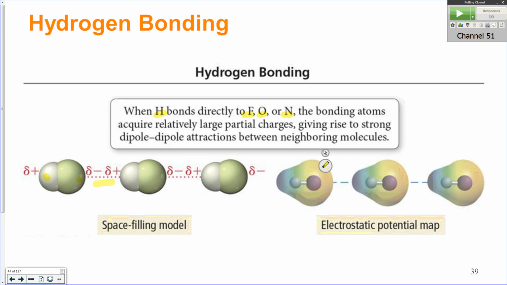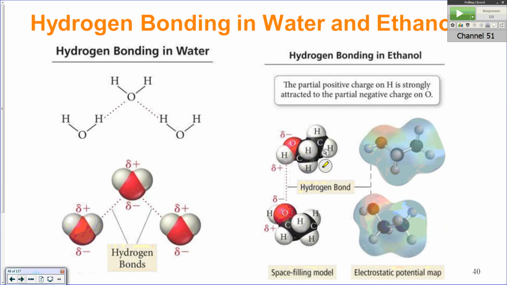And if we think of it in an electrostatic map, these things are always going to line up. It is a type of dipole-dipole, but we call it a super dipole because the strengths are so strong. So a hydrogen bond is frequently called a super dipole.